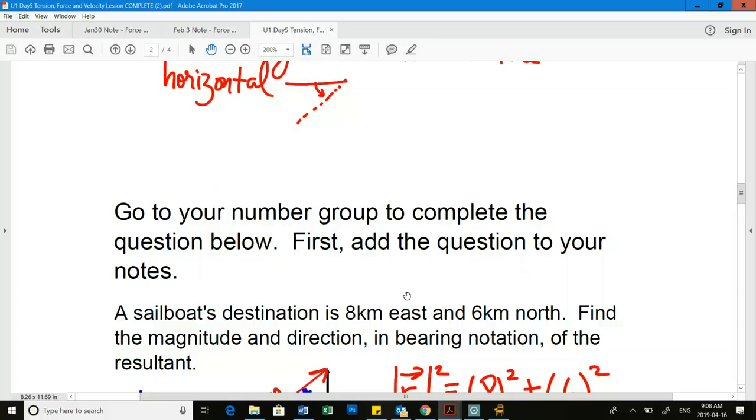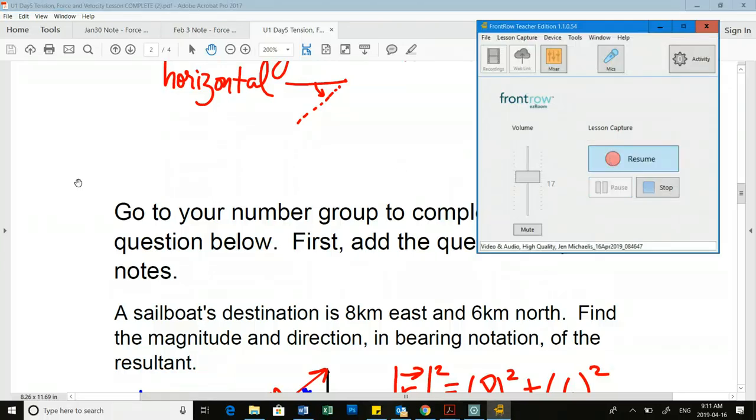We have a sailboat's destination. They are traveling 8 kilometers east, and then from that point, 6 kilometers north. We're going to find the magnitude and direction in true bearing notation of the resultant. Okay? So I'll give you guys a couple seconds to get situated wherever you want to go. If you want to do it on the board, you can.